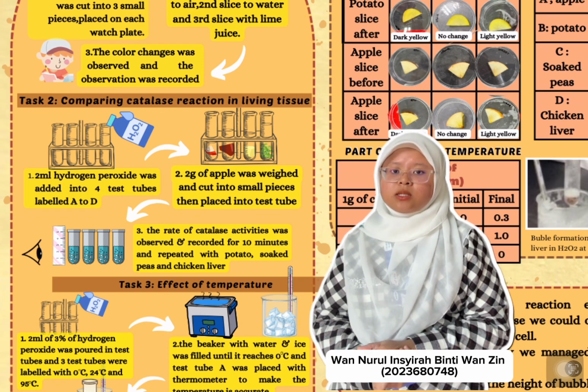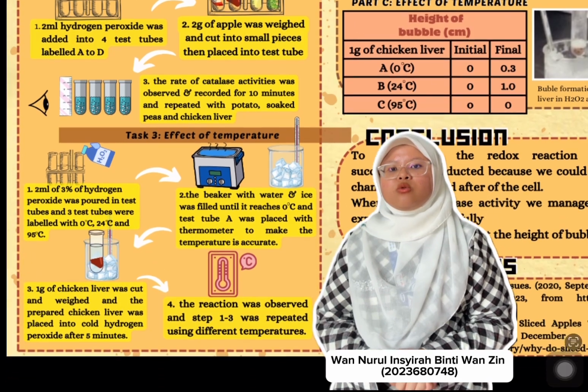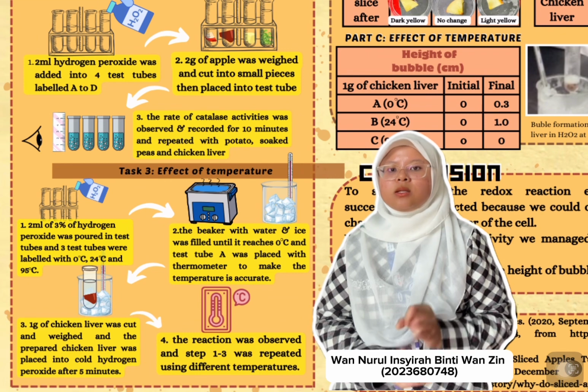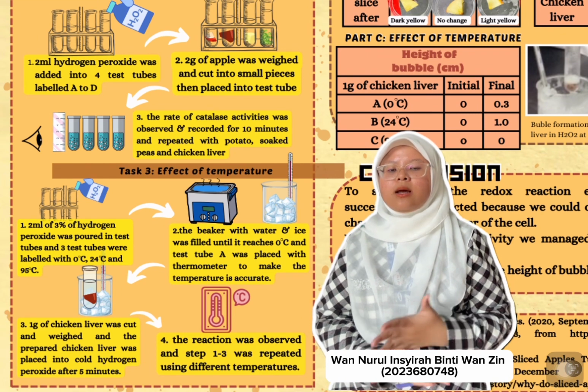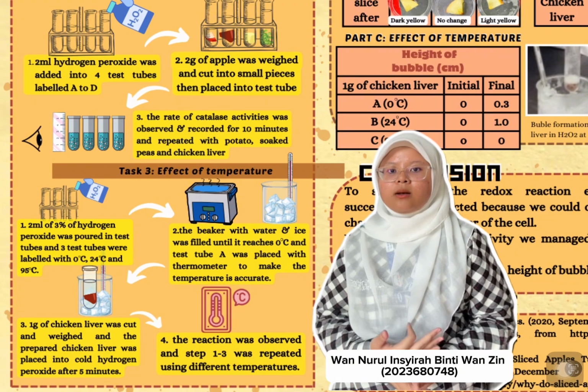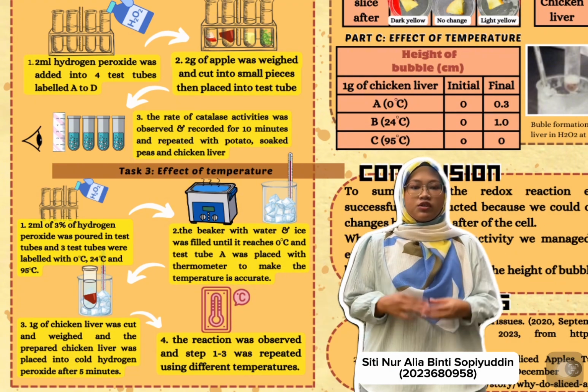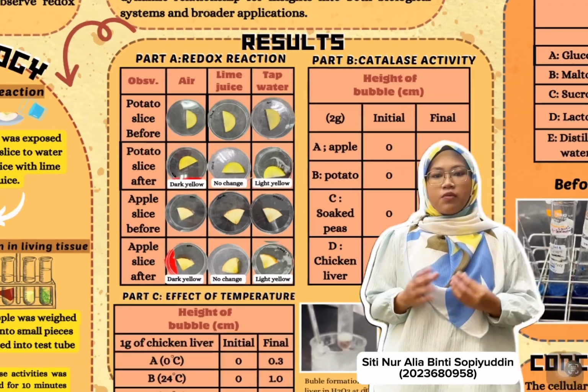Then part C, which is the effect of temperature, we need to use 3 different temperatures in 3 test tubes, and then we put in the chicken liver that was cut and weighed, and then we need to observe and record the observation.